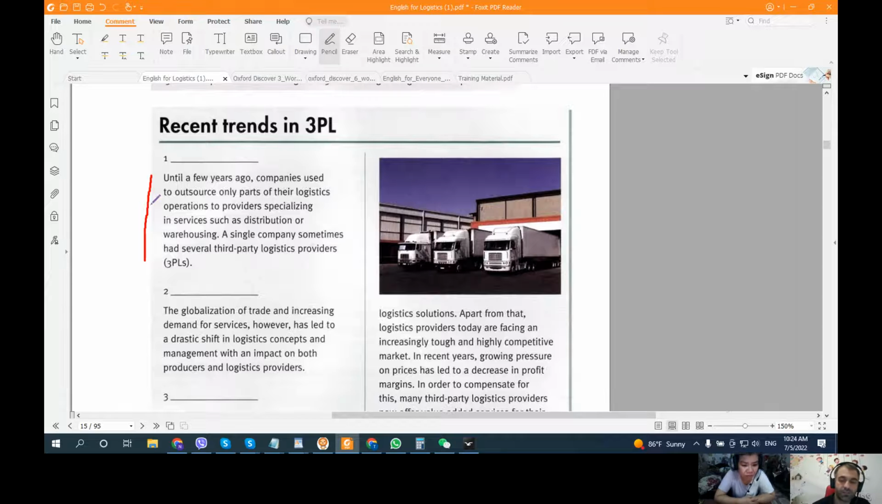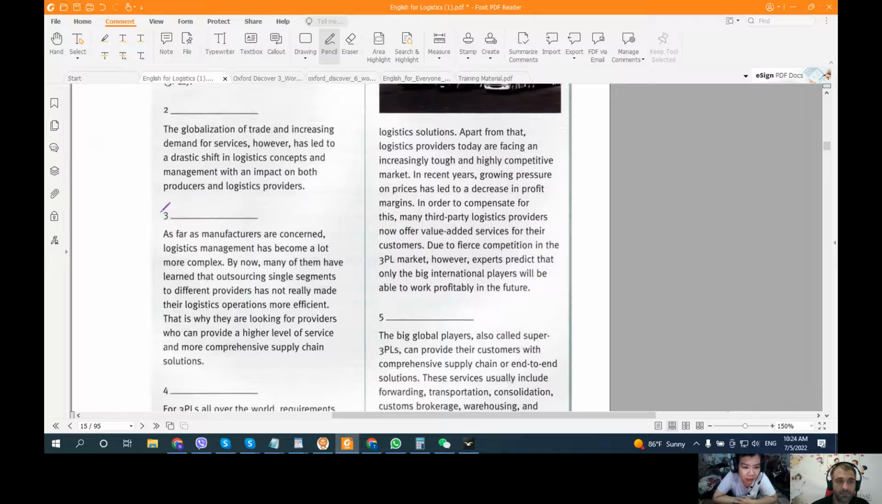Now let's go with number 2. Can you please read number 2? The globalization of trade and increasing demand for services, however, has led to a drastic shift in logistics concept and management, with an impact on both producers and logistic providers. So what do you think about globalization? What is your opinion when we speak about globalization? I think nowadays there is the globalization of trade. And why do you think so?